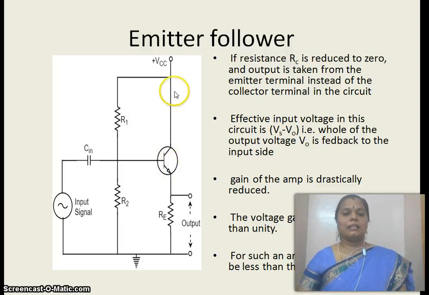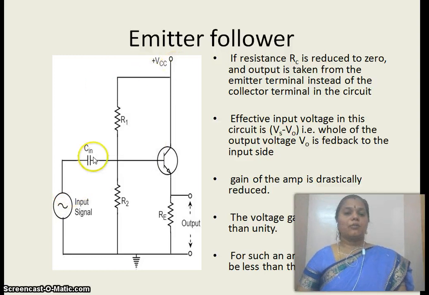The next circuit is the emitter follower circuit, where you could see again a voltage source with a transistor. But the only thing is that here the resistance connected in the collector part of the transistor is missing. So when RC is reduced to 0, the output is taken from the emitter terminal instead of the collector terminal. So what is the effective input voltage? All of V0 will be added with Vs. So Vs minus V0 is the resultant voltage.